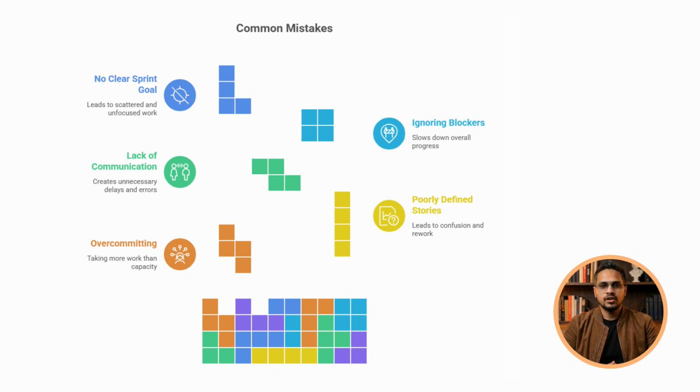Number one, overcommitting, taking more work than capacity. Number two, poorly defined stories, and this leads to confusion. Number three, the lack of communication. This creates unnecessary delays. Number four is ignoring the blockers. This eventually slows down the progress. And the last point is where there's no clear sprint goal. This leads to scattered work.